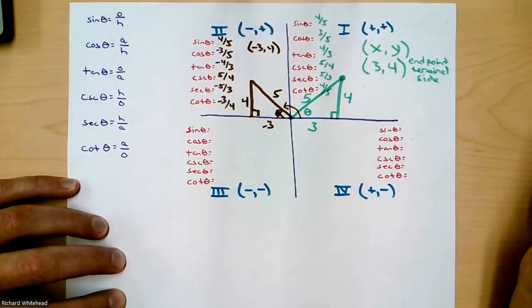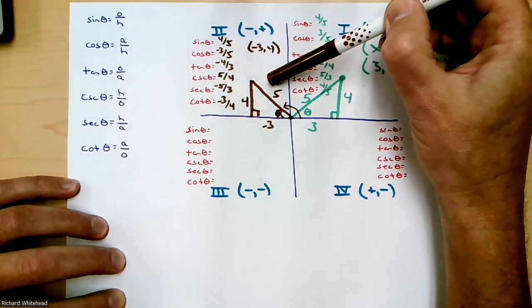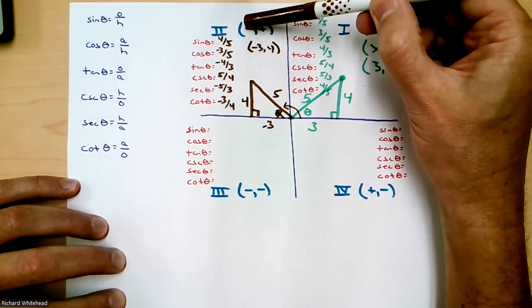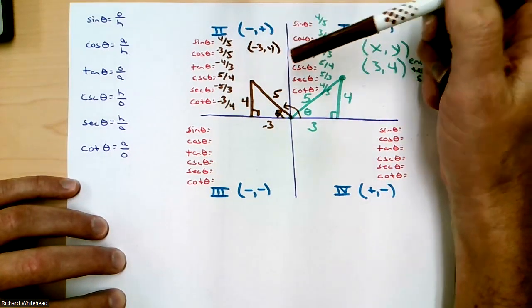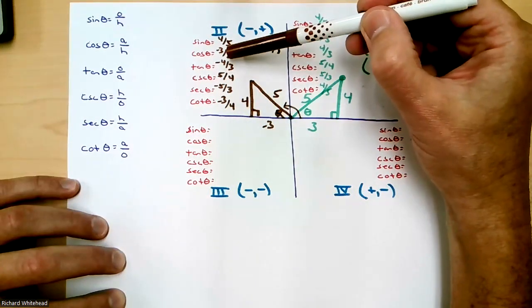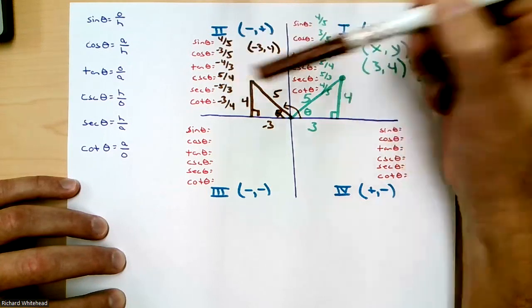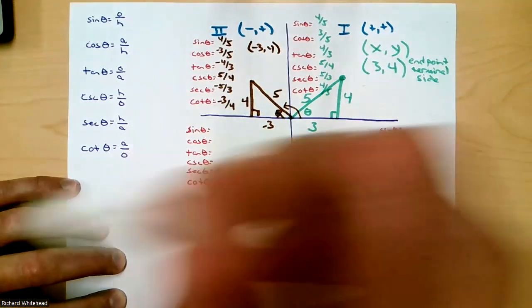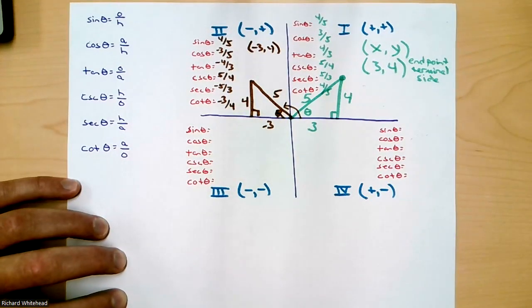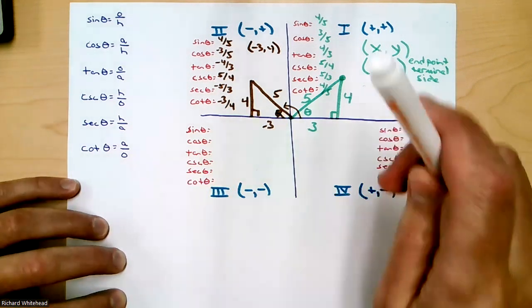Okay, so wait a second. In the second quadrant, x is negative, and that made cosine, tangent, secant, cotangent all negative. Sine and cosecant are positive. I wonder if we're going to develop a pattern based on that. I wonder, is there going to be a pattern that's going to come out of that?